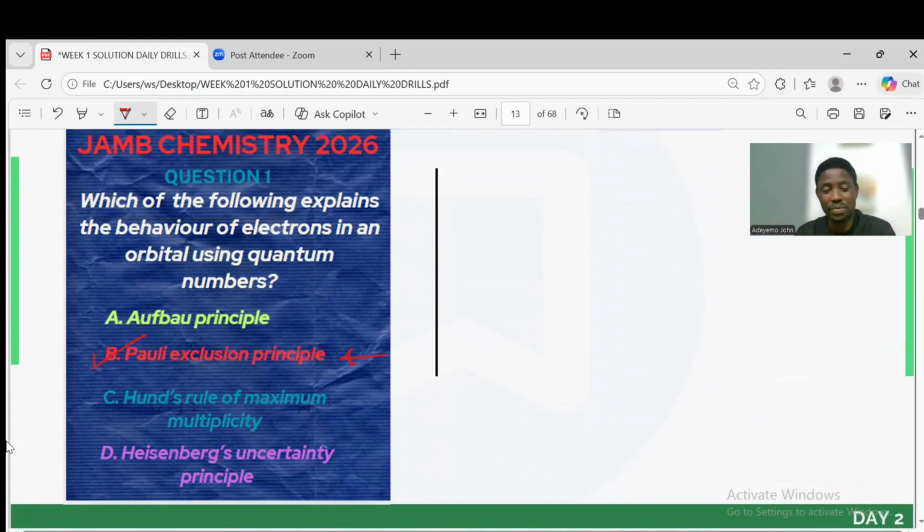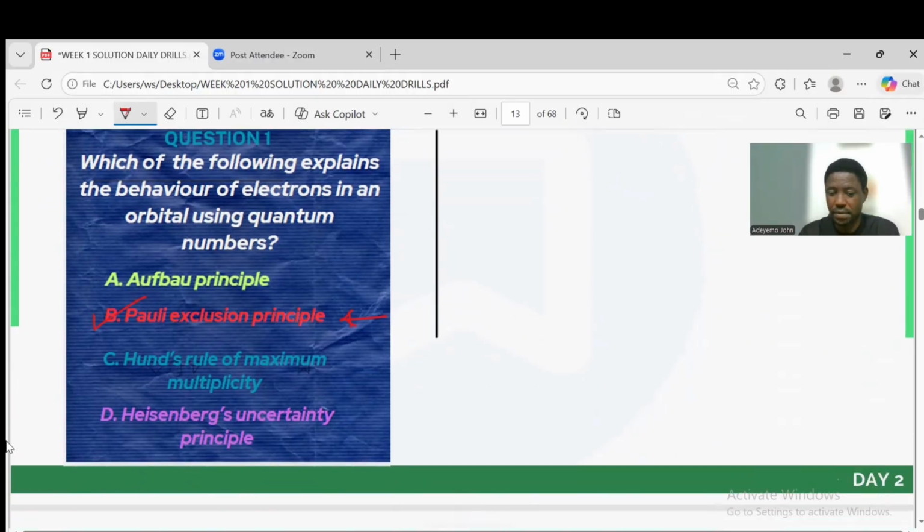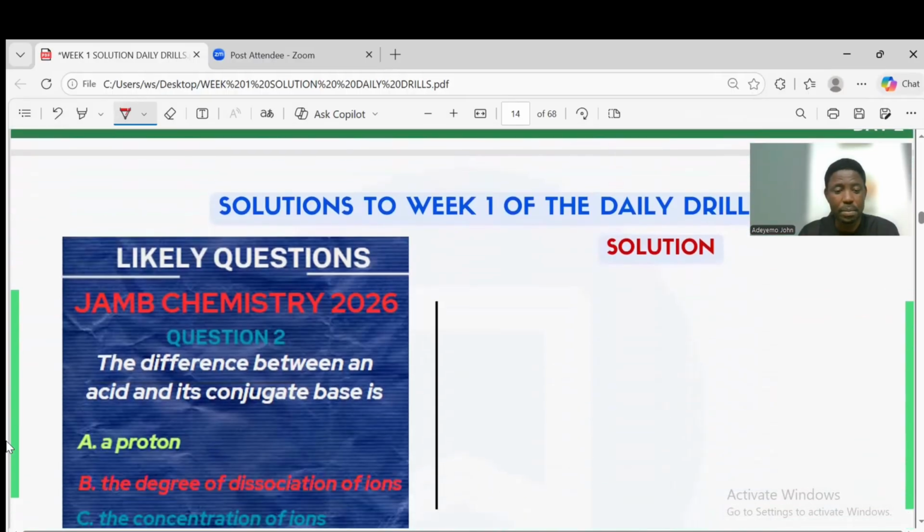If you want to talk about the Aufbau principle, that is when feeding electrons into orbitals, we fill the lower energy first before the higher one. So I'll pick the answer. Hund's rule is also about filling singly before the pairing takes place.